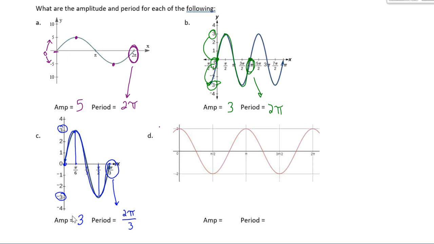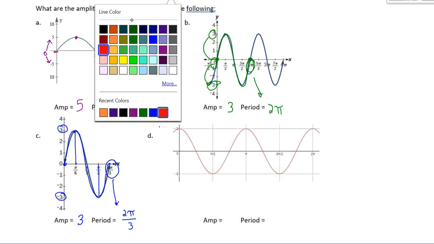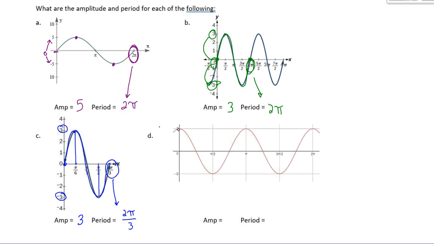Okay, this one now is a cosine. So cosine looks like this. That right there is one cycle. Looks like the cycle ends at pi. So guess what? There's our period. 0 is right here, and it starts up here at 2. The lowest it goes is -2, which means our amplitude is going to be 2.